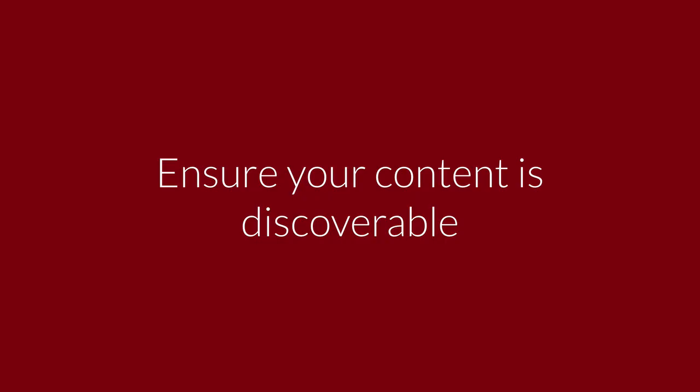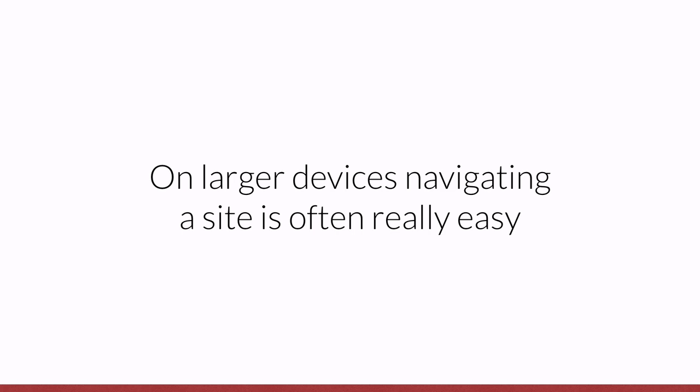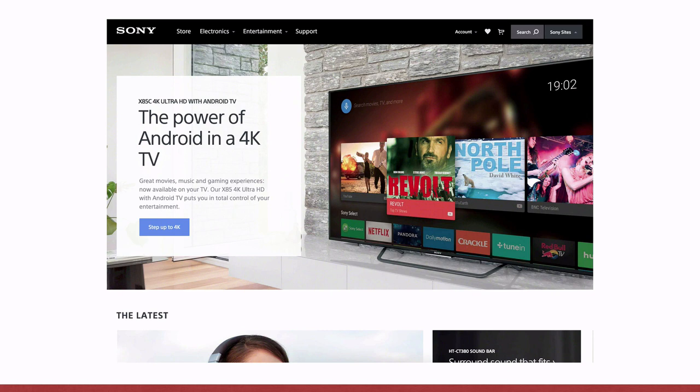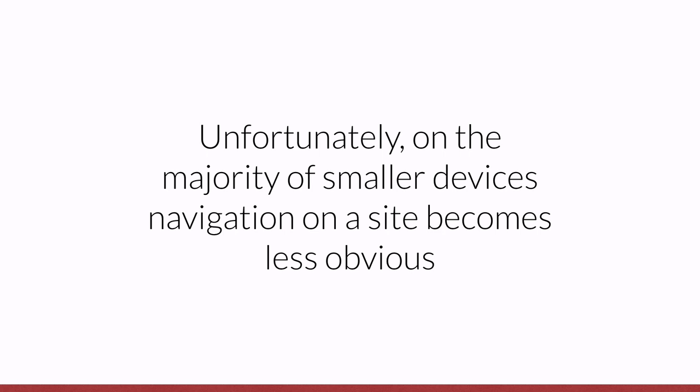And another thing you should do is ensure your content is discoverable. So on large devices, navigating a site is often really easy. If we take a look at the Sony site, for example, it's a very clear navigation covering the key areas of their business. And if we can't see what we want, they provide us an easy way to search in the top right-hand corner. Unfortunately, on the majority of smaller devices, navigation of a site becomes a lot less obvious.